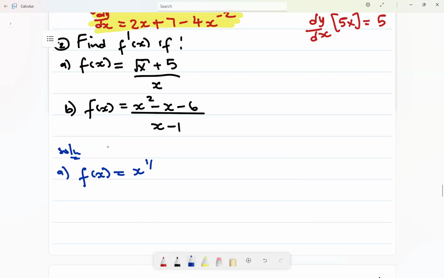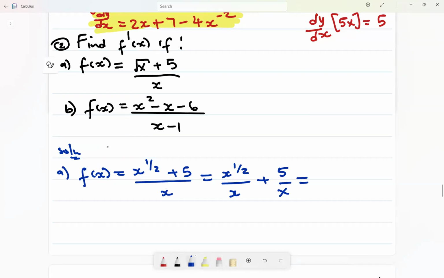It's going to be x to the power of 5. Can you see I'm still calling it f of x because I have to simplify it first. Plus 5 divided by x. This is the same as saying x to the power of 1 divided by 2, divided by x, plus 5 divided by x, right?